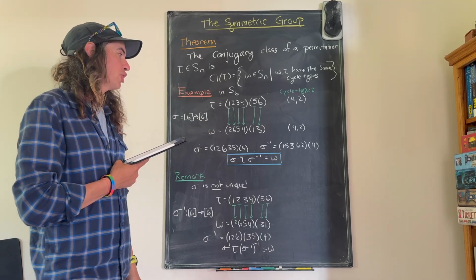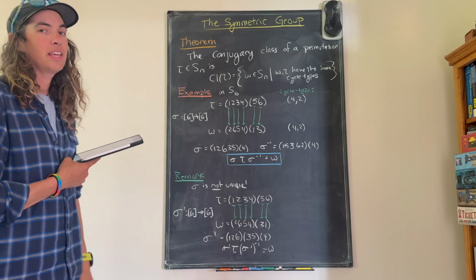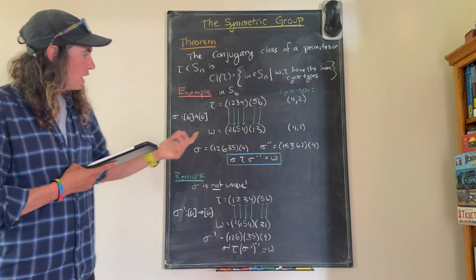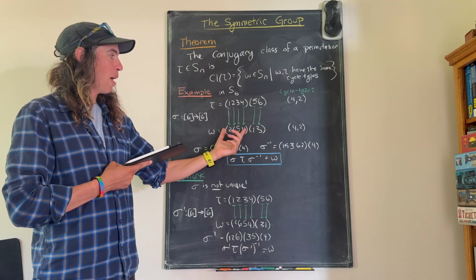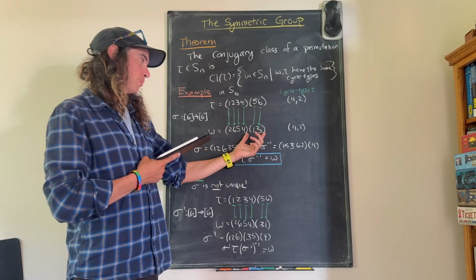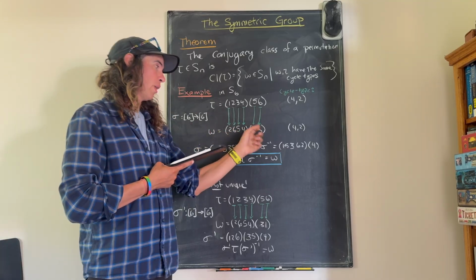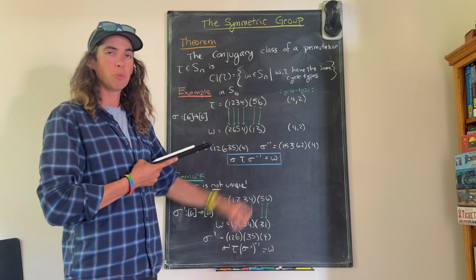Okay, great. So you might notice, however, that in our previous example, tau and omega were conjugate to each other, but they were conjugate via a different element of S6. And that is typical. So this sigma is not going to be unique. In fact, it just depends on how I rearrange how I write down my cycles. Remember, previously we had said that to be organized, sometimes you write the cycles starting with the smallest element.